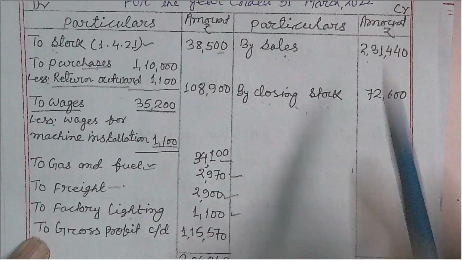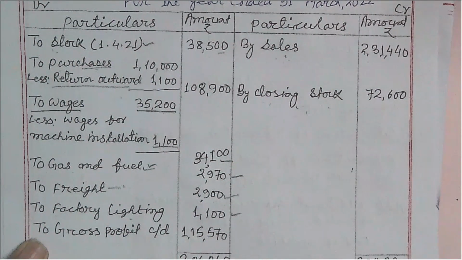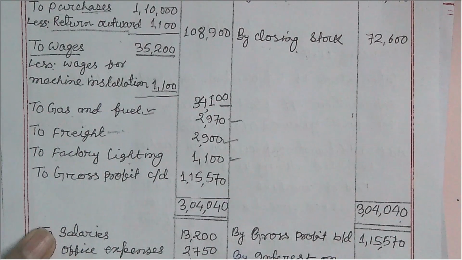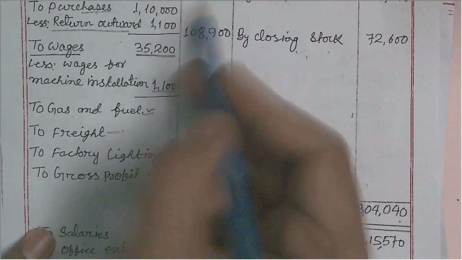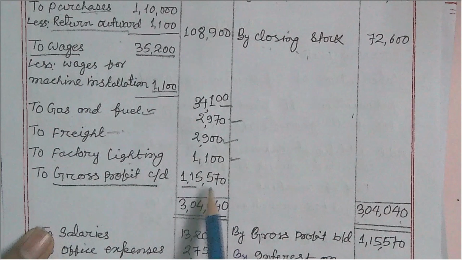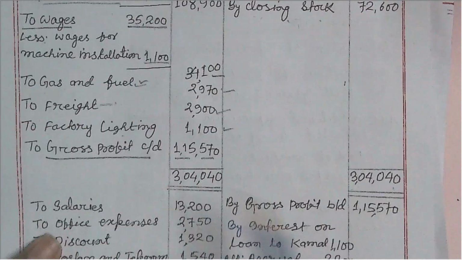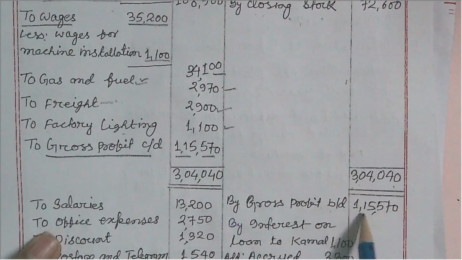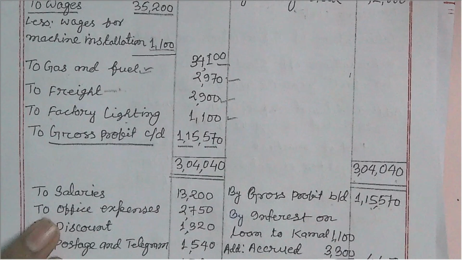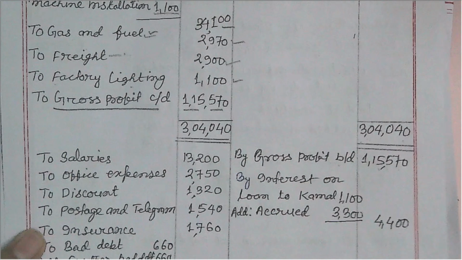So the sum total of the credit side is 3,04,040, and the same amount you write on the debit side, and the difference is the gross profit, 1,15,570. And this is the by gross profit brought down, 1,15,570.